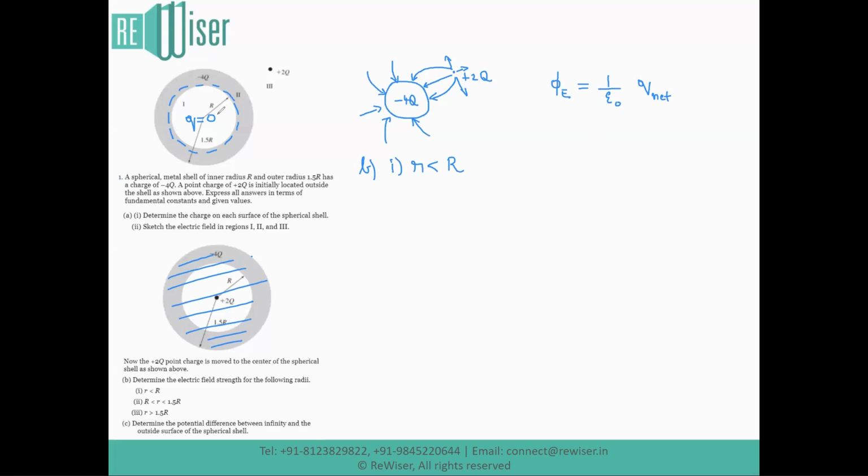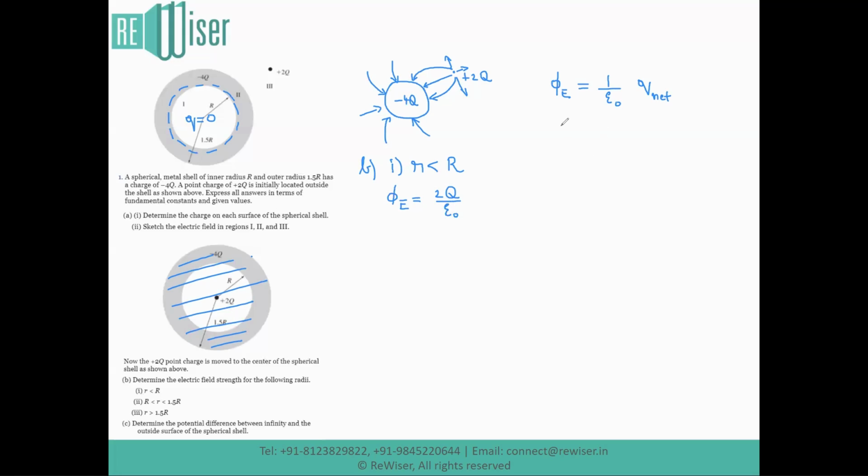Moving ahead, for the value of R being less than or equal to R, we can start with the equation. Flux phi is equal to Q by R square. Here the total charge enclosed is plus 2Q because it is a point charge. So the total charge Q net is 2Q, as we are ignoring the polarity, divided by epsilon naught.